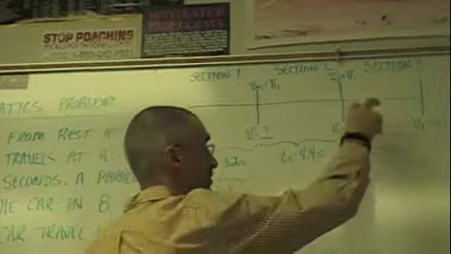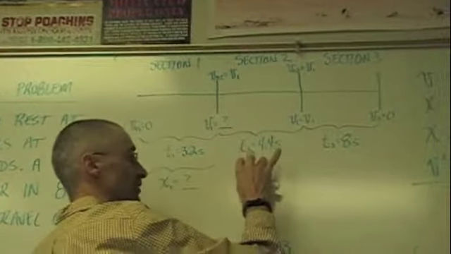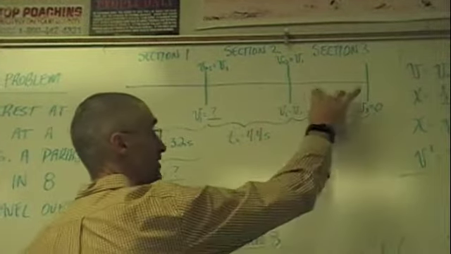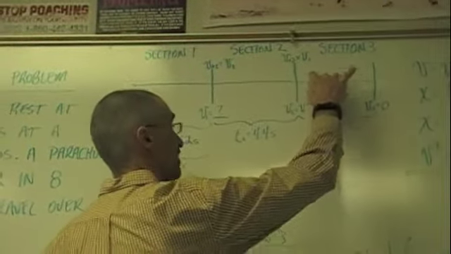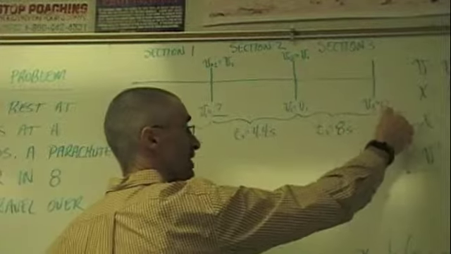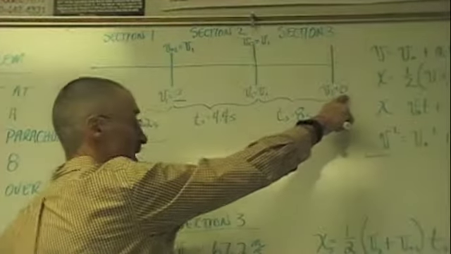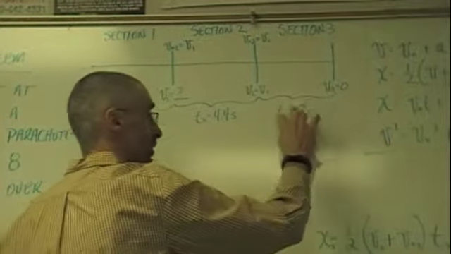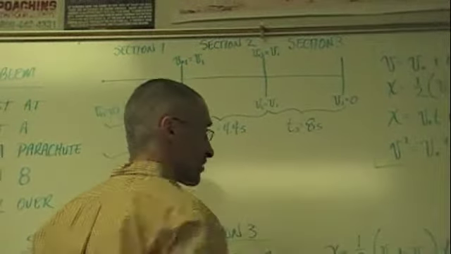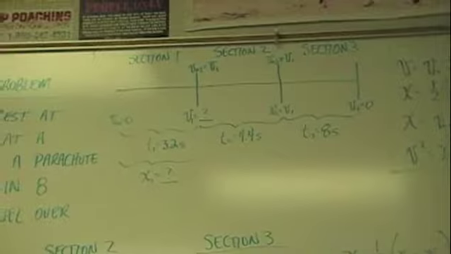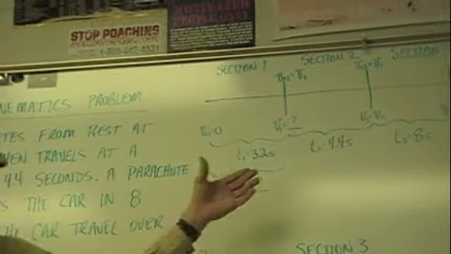Section 2 is going to last for 4.4 seconds. And then in section 3, he has an initial velocity. We know that he's coming to rest at the end, so his final velocity at the end of section 3 is 0, and we know the time for section 3 is 8 seconds. Does that picture kind of tie everything together?